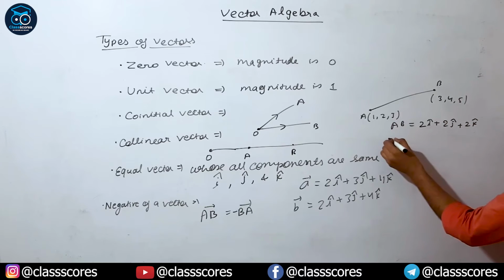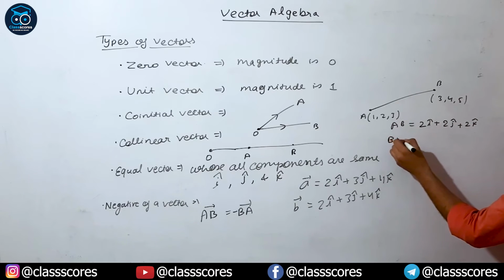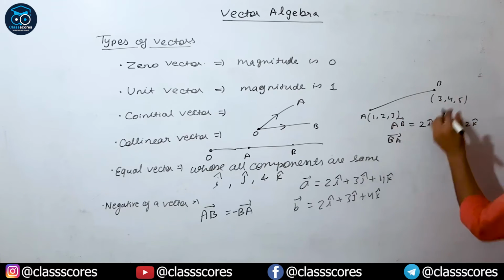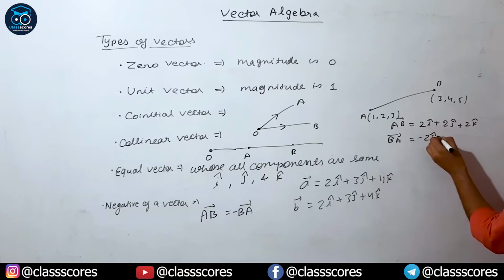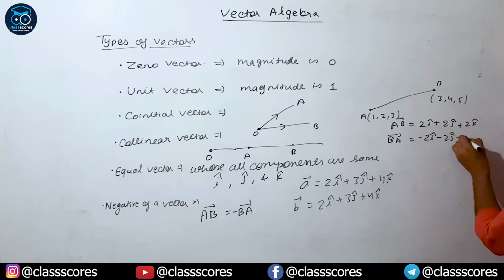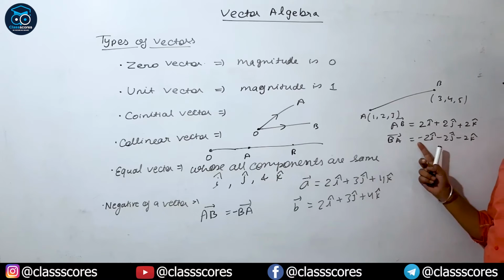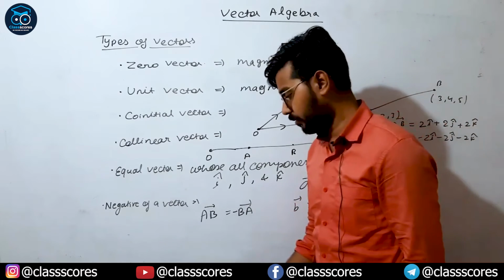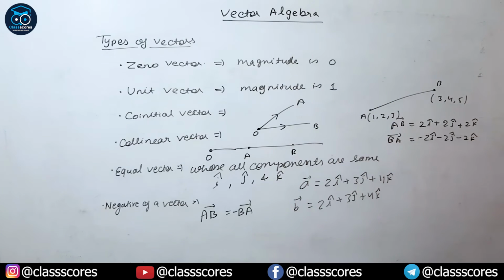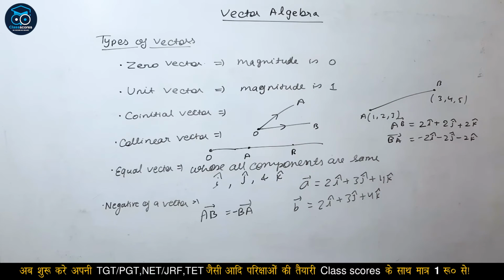If we find BA, what we get? 1 minus 3, minus 2i cap, minus 2j cap and minus 2k cap. So both the vectors are similar but with opposite sign. So here we can say the negative of vector AB is equal to negative times vector BA. Clear? Now please pause the video to note it down.